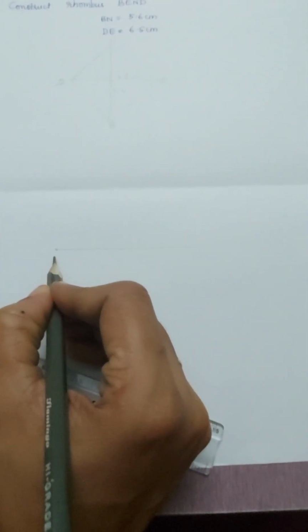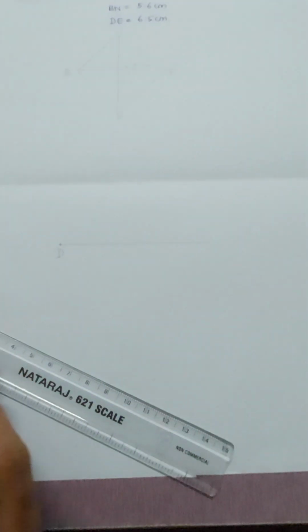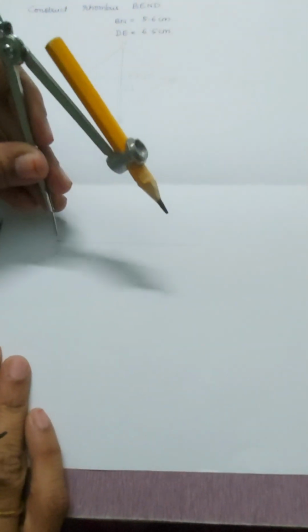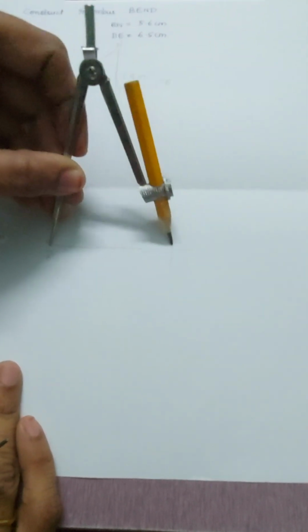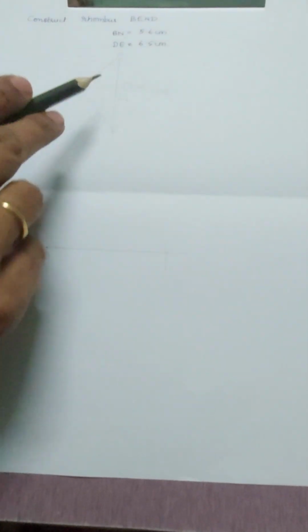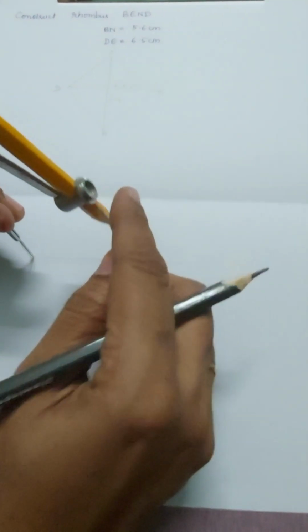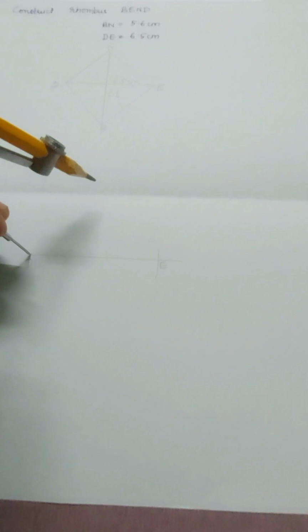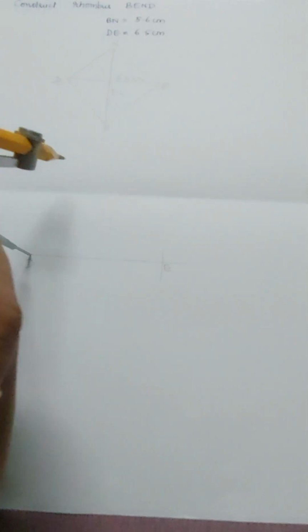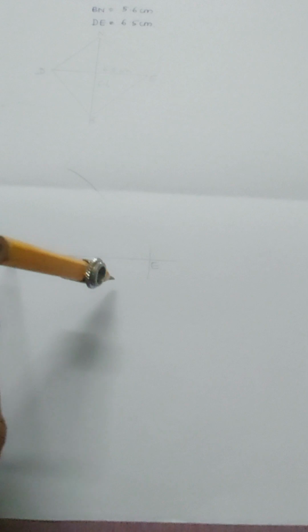Draw a line, mark a point. Let this be our point D. DE from the rough diagram is 6.5 centimeters. Now BN is nothing but the perpendicular bisector of DE. So take a convenient radius and placing it at point D, mark arcs above and below.